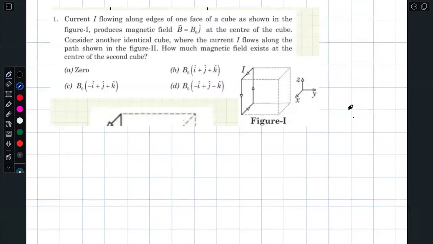Current I flowing along the edges of one face of a cube, as shown in figure 1, produces magnetic field B bar equal to B naught J cap at the center of the cube. Consider another identical cube where the current I flows along the path. That diagram was missing. I'll paste it right now.